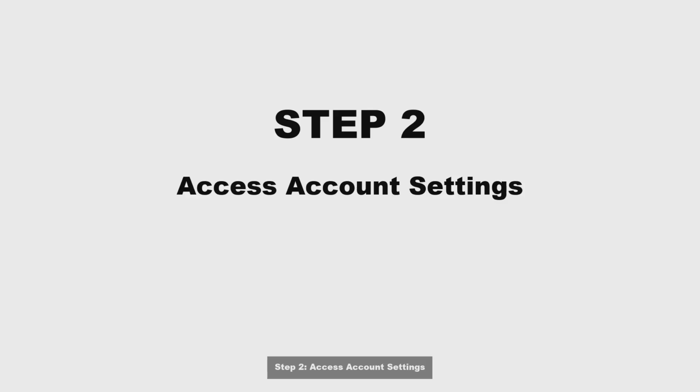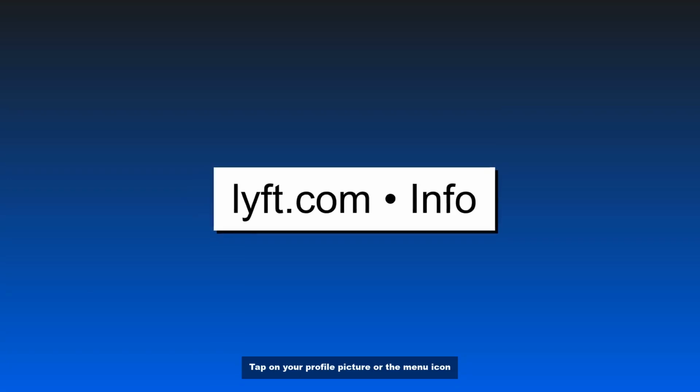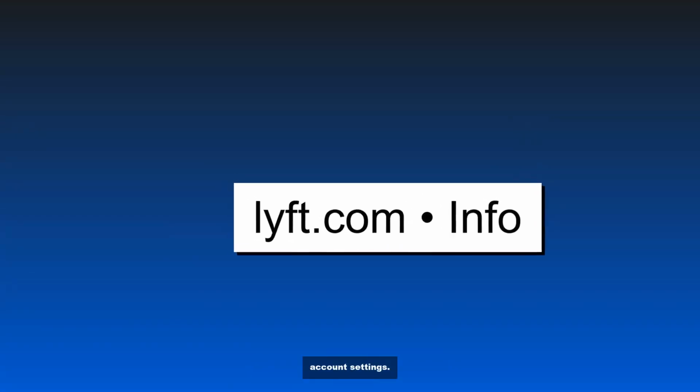Step 2. Access account settings. Tap on your profile picture or the menu icon in the top left corner of the app. From the menu, select Settings to access your account settings.